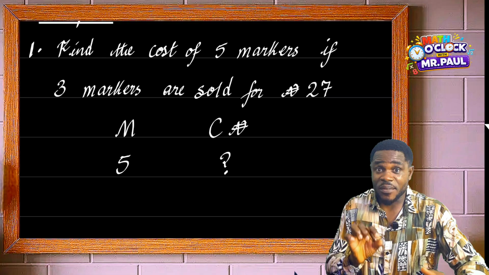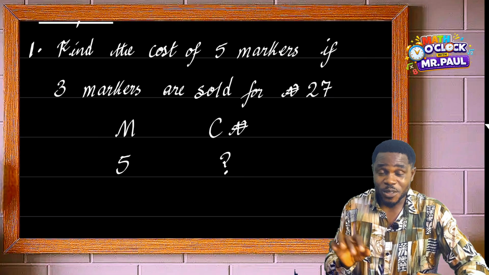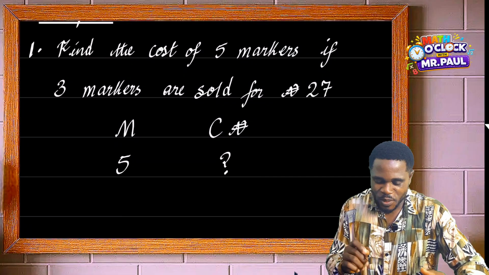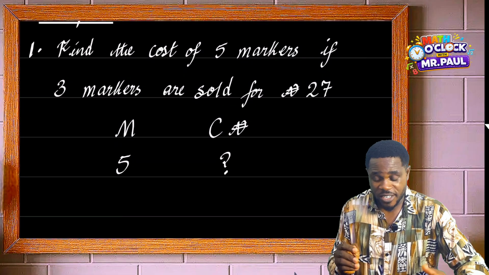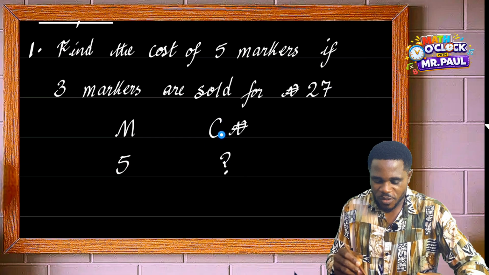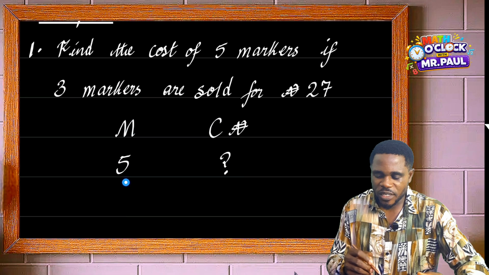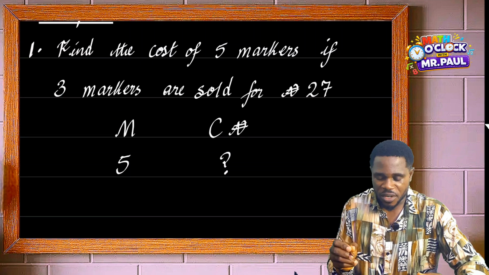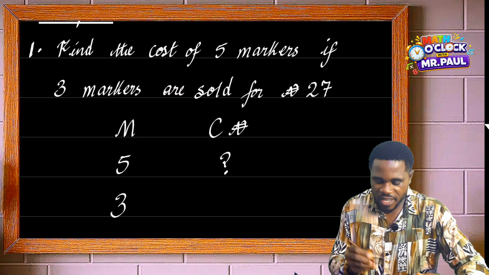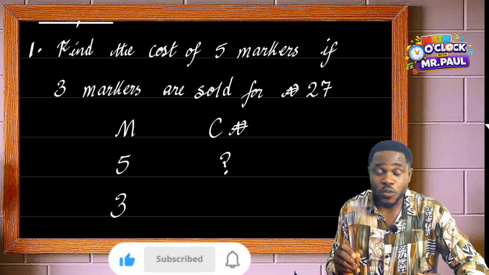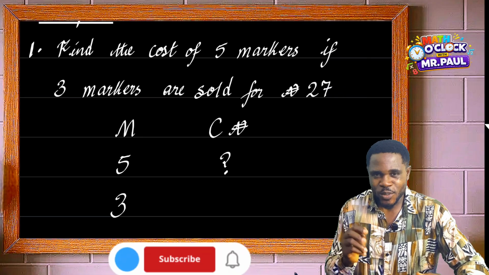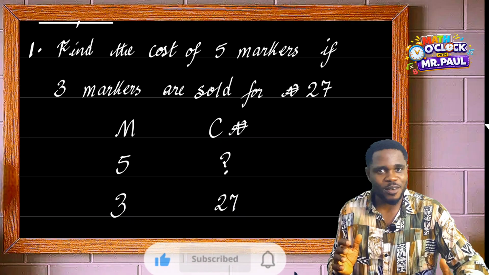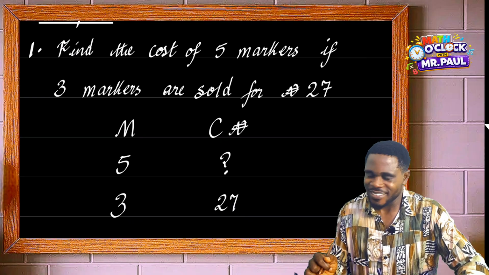For every direct proportion question, the solution is there in the question. Just look around. You see the solution there. Now let's go. We say find the cost of 5 markers. We've expressed that. It now went further to say if 3 markers, where should that 3 be? Under markers. So we have 3 markers are sold for 27 naira. That's cost again. So we are going to place that under cost, which is 27. Once you do this, come on, you are 50% done.